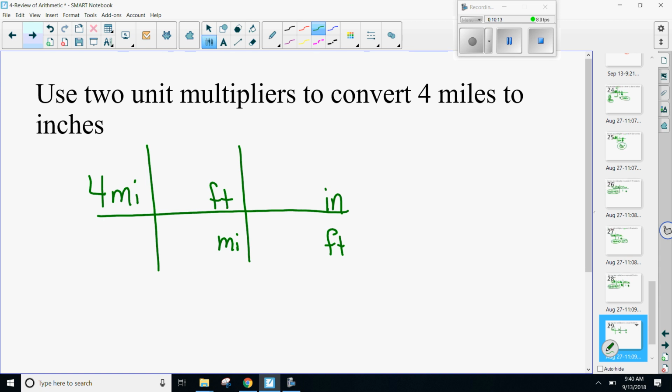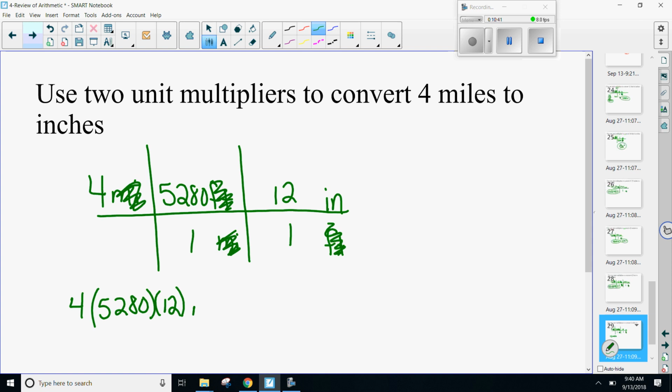Feet and miles, what's that factor? 5,280 feet in 1 mile. What about inches in feet? There's 12 inches in 1 foot. Feet cancel, correct? Miles has come off of the field, and we're left with inches. How do you write your answer? 4 times 5,280 times 12. Inches are the only units that are showing up. Easier.